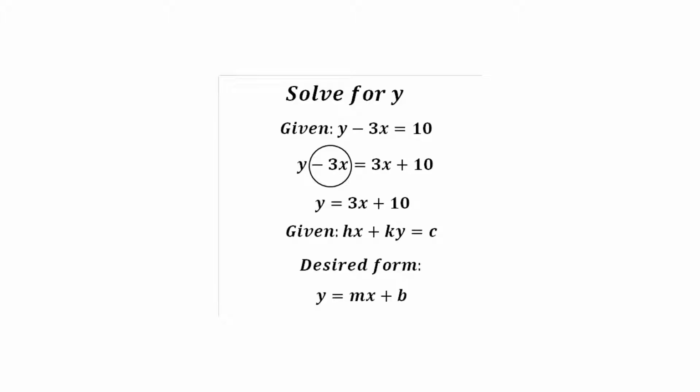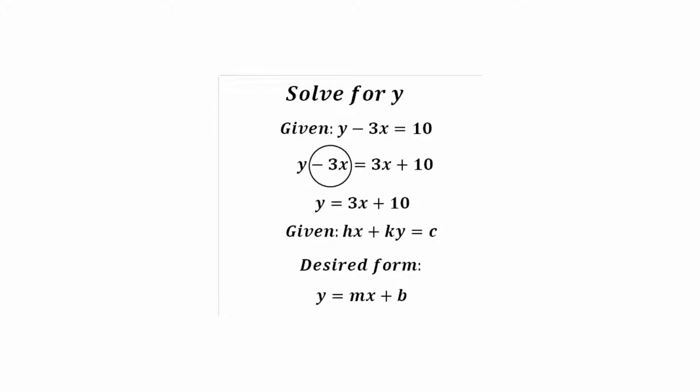So if we want to plug in numbers for x, we could figure out y. Let's let x be 1. 3 times 1 is 3, plus 10 is 13. We could let x be 2. 3 times 2 is 6. 6 plus 10 is 16. So when x is 2, y is 16.